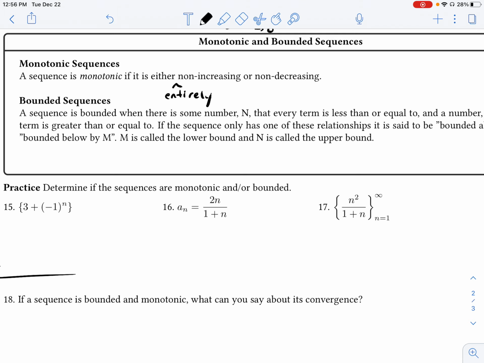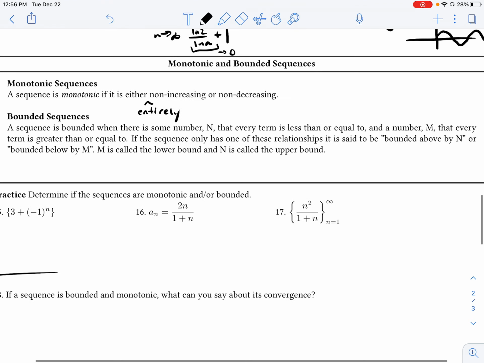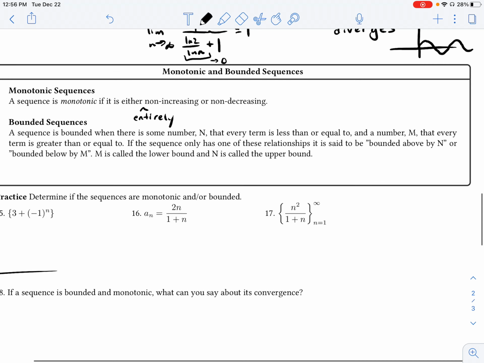A bounded sequence is effectively saying that there is some value n that every term is less than or equal to, and a number m that every term is greater than or equal to. We are saying that this sequence is bound between these values, m and n. In terms of the way we articulate this, we would say that the sequence is bounded above by n, meaning n is like the upper boundary, or bounded below by m, meaning m is like the lower bound or the floor.